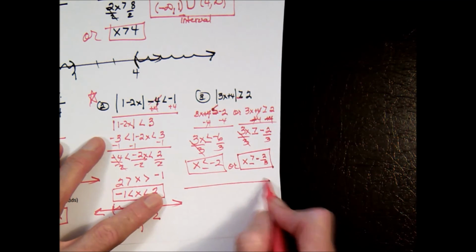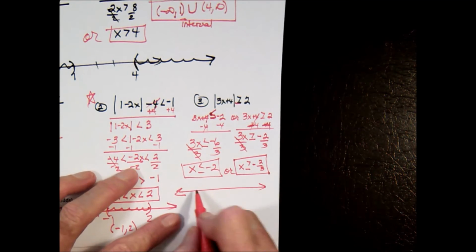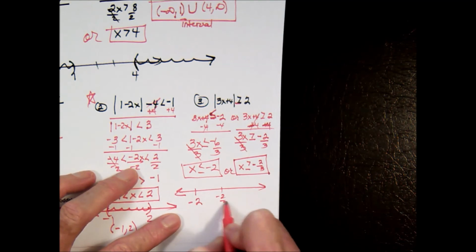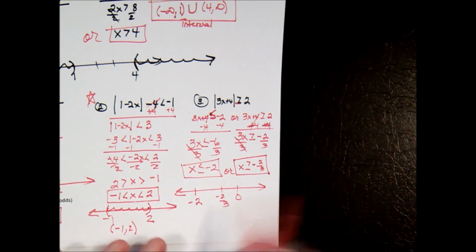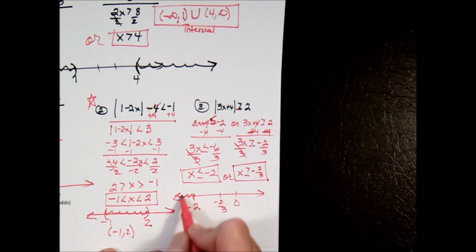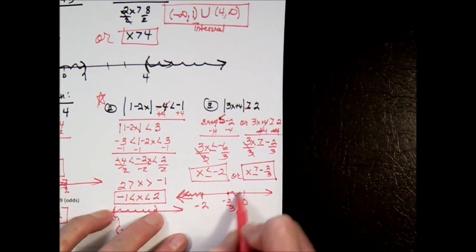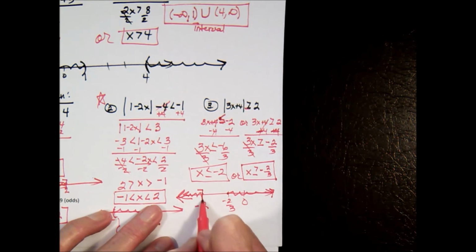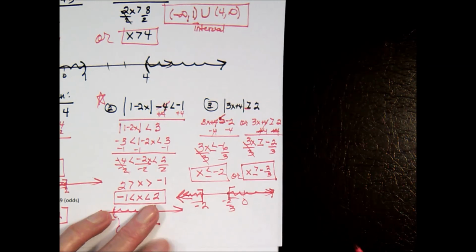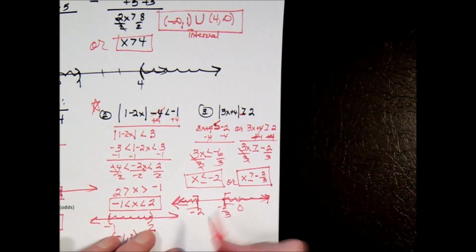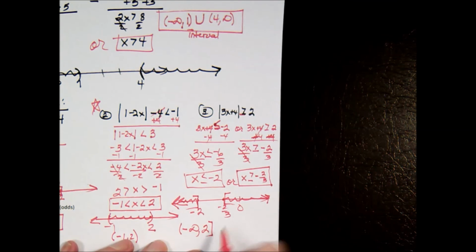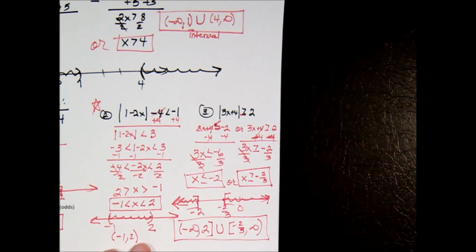So on my graph, my key numbers are negative 2 and negative 2/3. My 0 would be here. And I know that it's this region or this region. Are they included? Yes. Nothing in between. So it's the outside regions. So how do I write that? It would be negative infinity to negative 2, close the bracket, in union with negative 2/3 to positive infinity. So here it is as an interval. And that's the hardest part about type 2, is writing it as the interval.